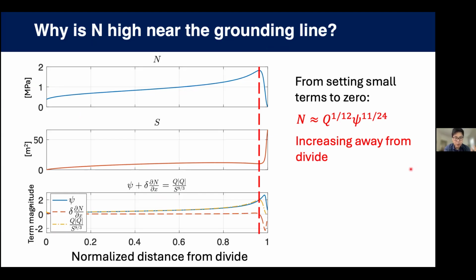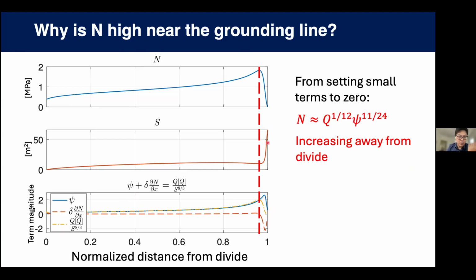And from the previous plot, we know Q is continuously increasing, and psi, for the most part, is also increasing because the ice sheet is getting steeper. I'm assuming that the ice sheet slope is a lot more drastic than the bed slope. This is also illustrated by the blue line in this bottom plot, which is psi. So both of these values increasing means that N is also increasing for the vast majority of the ice sheet, and that's also shown in this top plot.